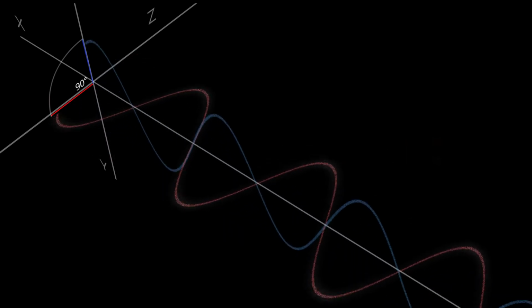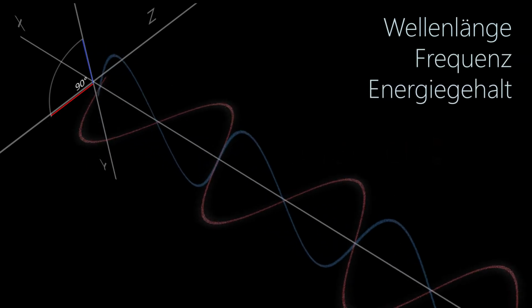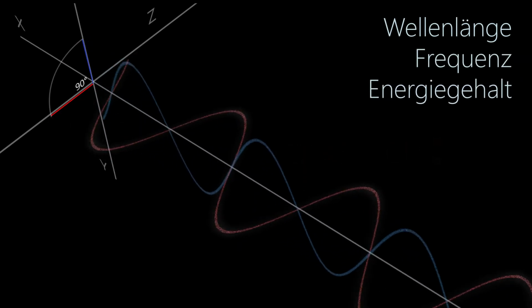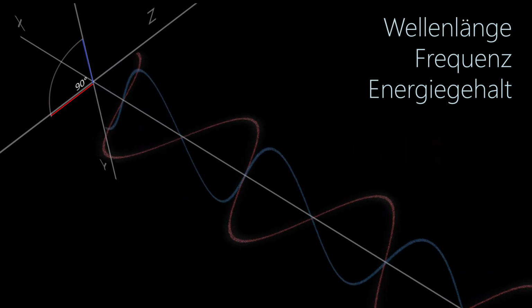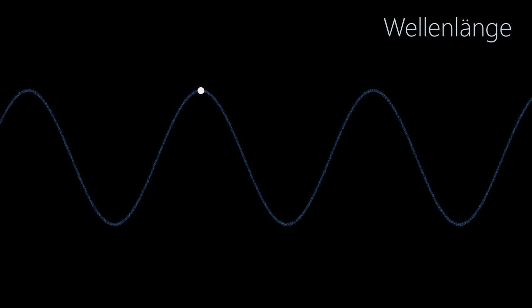Electromagnetic waves can be described by their wavelength, their frequency, and their energy content. Let's look at wavelength first. Points on this wave are similar in their position. You can see it quite clearly on the wave crests and troughs. As the wave moves up and down, these points stay in the same position. They can also be described as having the same phase.